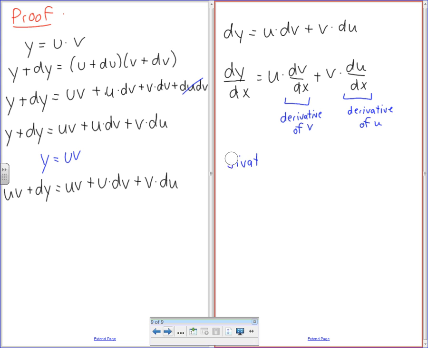Go ahead. Why is the first one being multiplied by the derivative of the second? Because it's the derivative of the opposite one. So this is the original function times the derivative of the second.